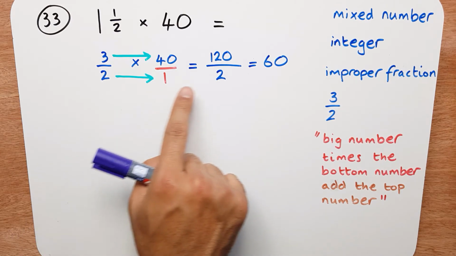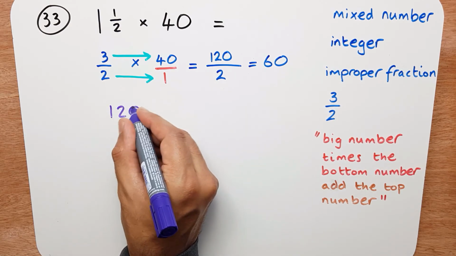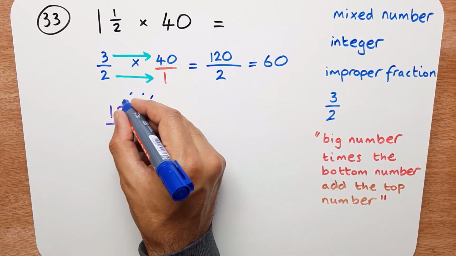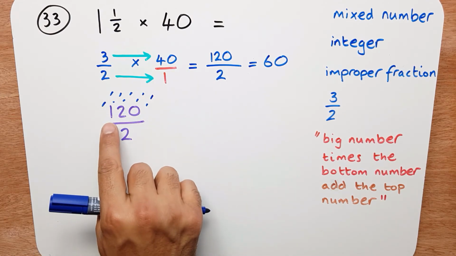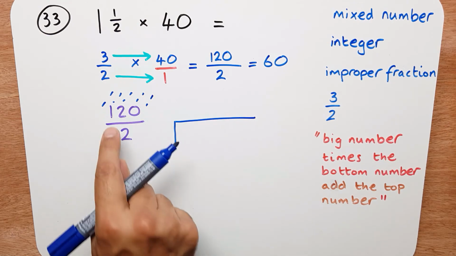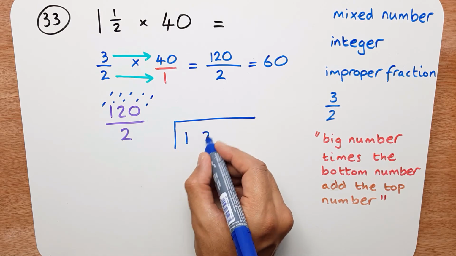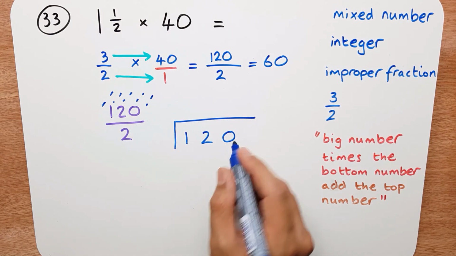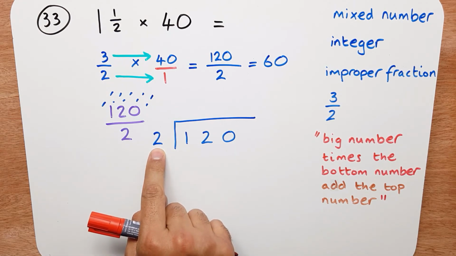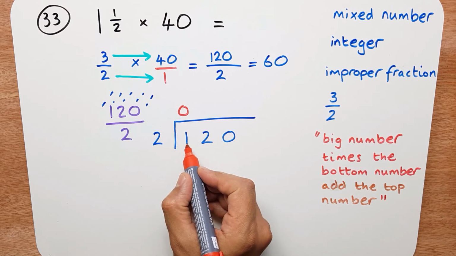Now I could have done this using the bus shelter. So let me write that down, 120 over 2. It's raining and 120 is getting wet, so we're going to build a bus shelter. So 120 goes inside to stay dry. 120. And the 2 has to go outside. Now how many 2's are there in this 1? 0. So we carry this 1 over.